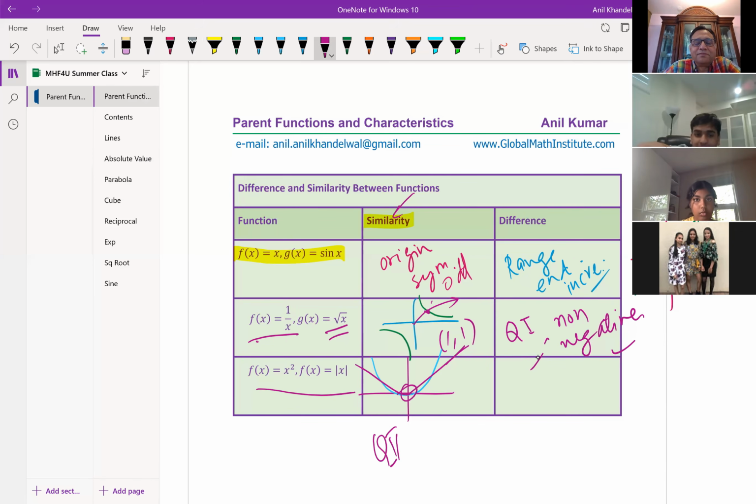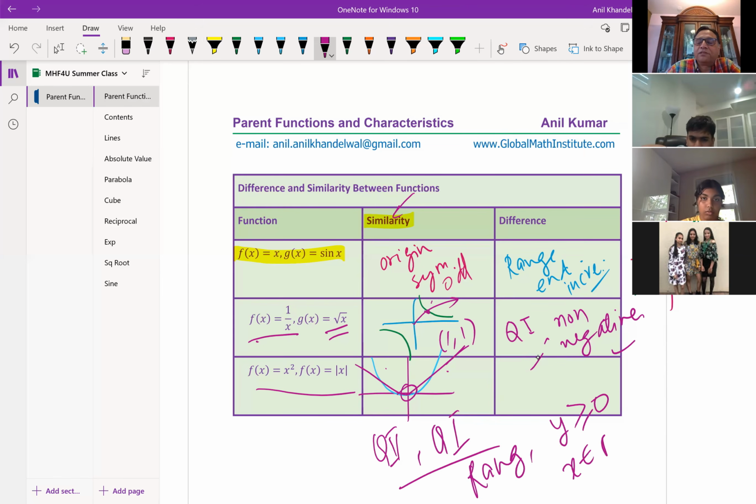Both go from quadrant 2 to quadrant 1. Do you see the similarity? You can say range. The range of these functions is y is greater than or equal to 0. Is that correct? That is similar, right? Domain, x belongs to real numbers. It is similar, correct? So you can give many similarities like this.